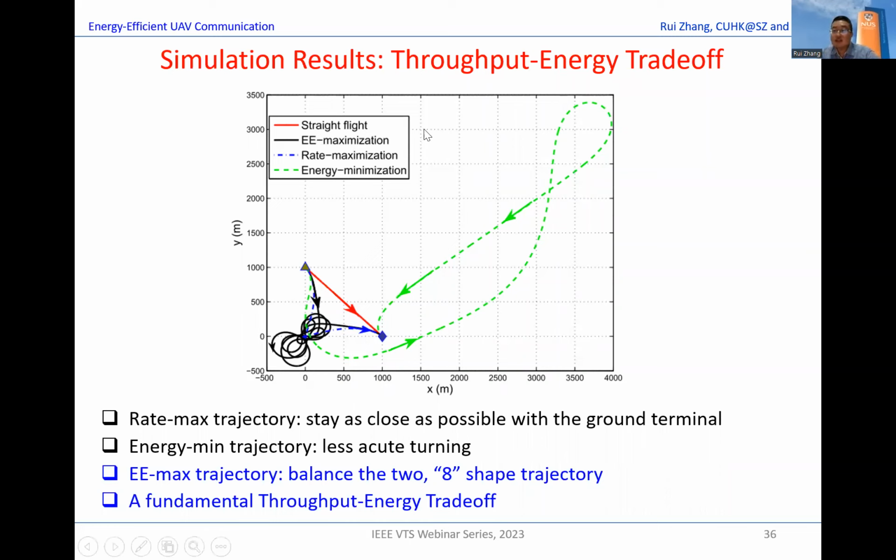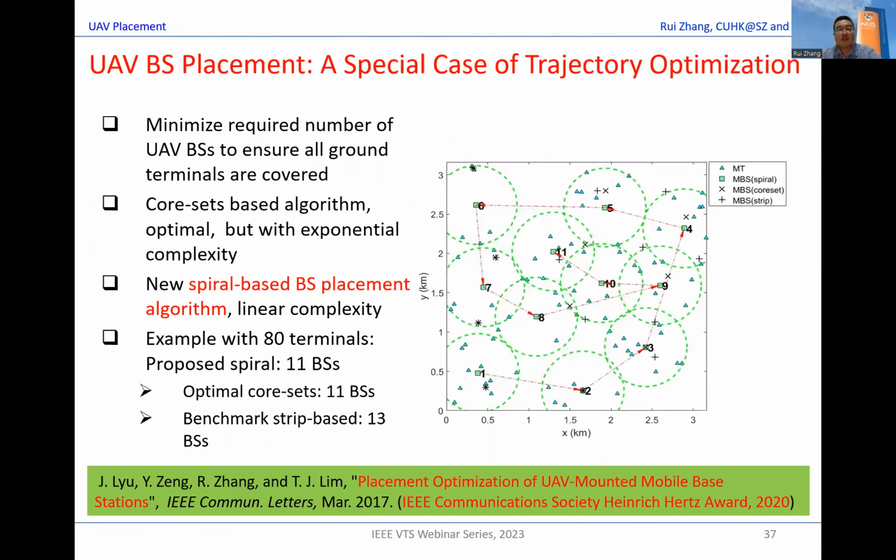because sharp turns do not save propulsion energy. So you can see another fundamental trade-off in UAV communication: the communication throughput versus UAV energy trade-off. That means given different energy of the UAVs, the trajectory for optimizing the communication throughput will also be different. So in practice, we have to balance between communication throughput and the UAV energy consumption.